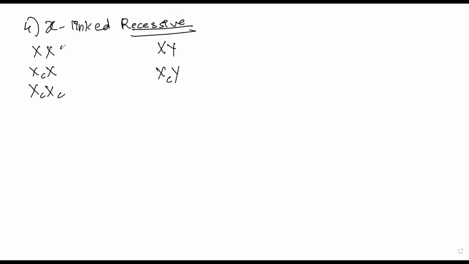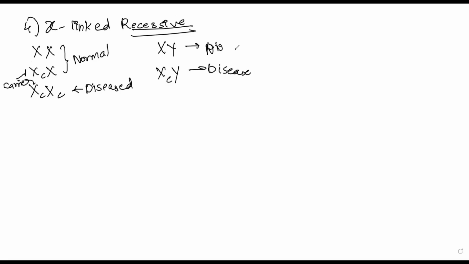So in these two, the females are going to be normal, and this one will have the disease. However, one thing to notice is she will be a carrier, right? This one will be a carrier, although she'll appear normal. Here, a male either has the disease or doesn't. Okay, there is no carrier.